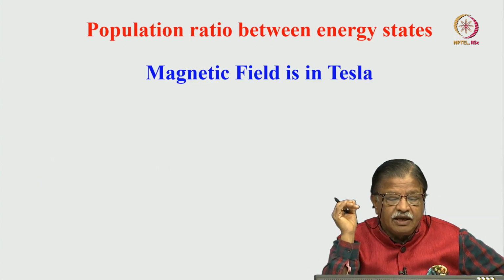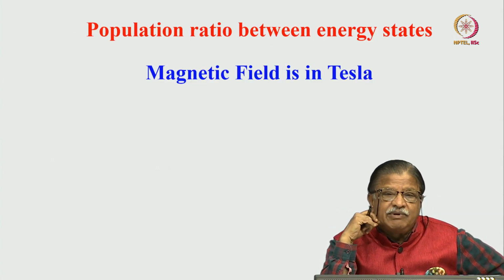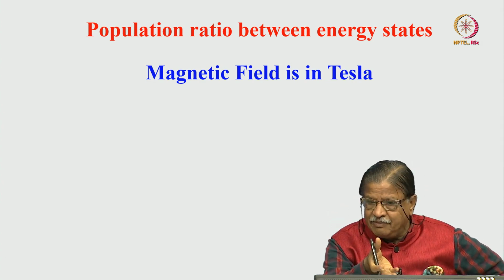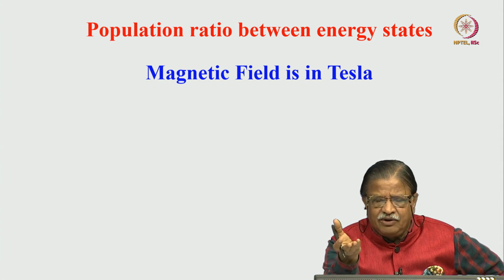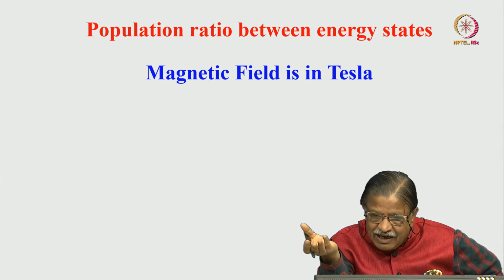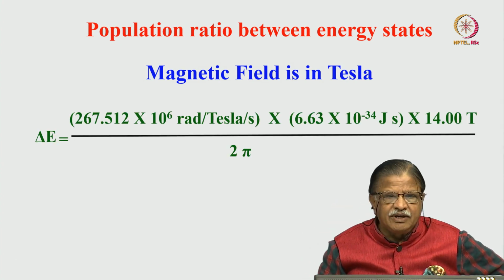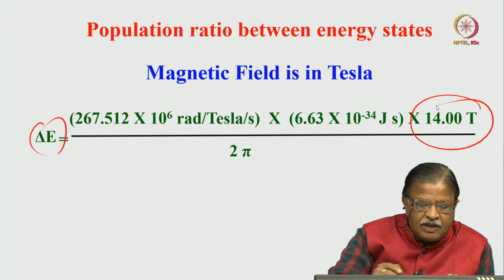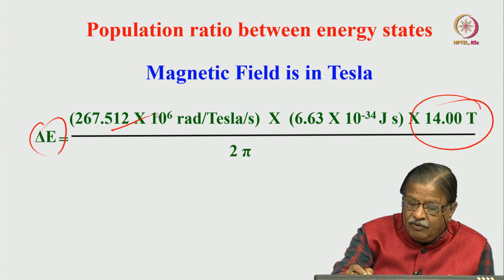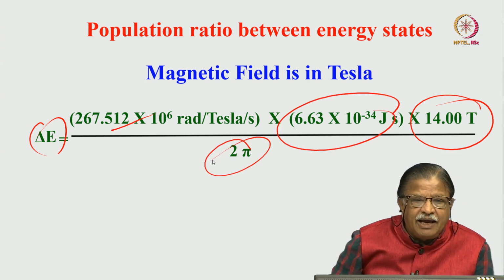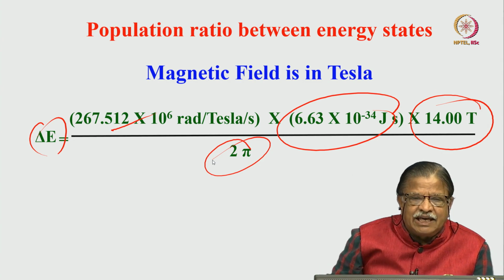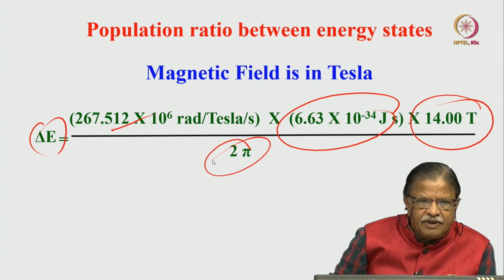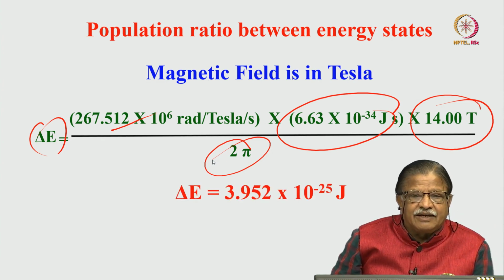With this, we can now calculate the population ratio between the two energy states, which again depends upon the magnetic field, which is in Tesla. Delta E is equal to h gamma B naught over 2 pi, so it varies linearly with the magnetic field. Let us calculate delta E for a given magnetic field, say 14 Tesla. I know gamma of the proton, I know the Planck constant, I know 2 pi. I just plug these values into the delta E equation, and delta E turns out to be this value.